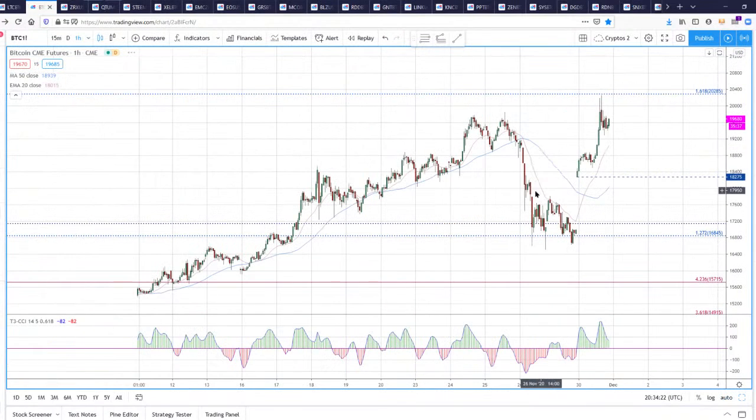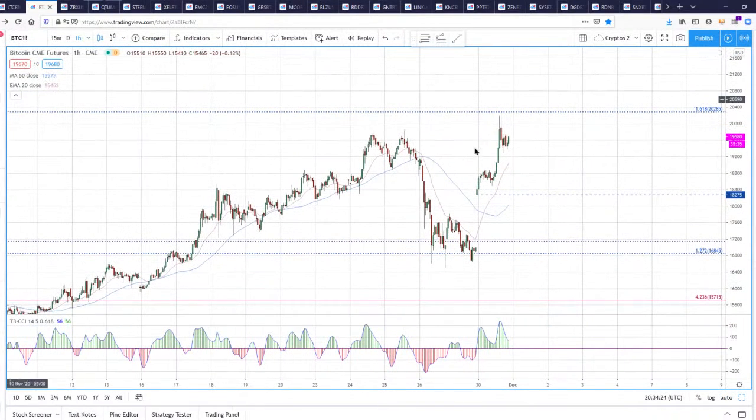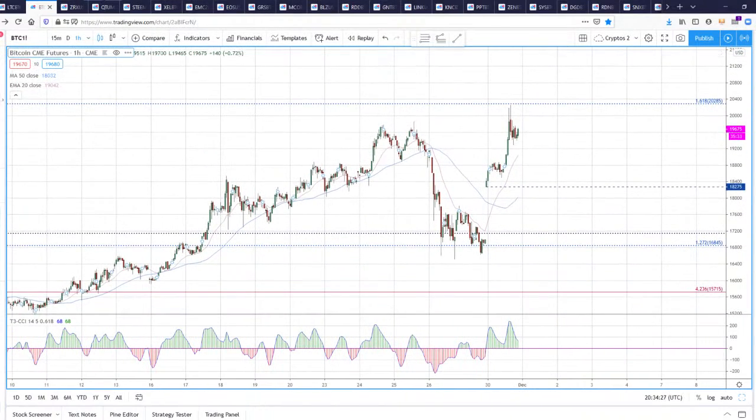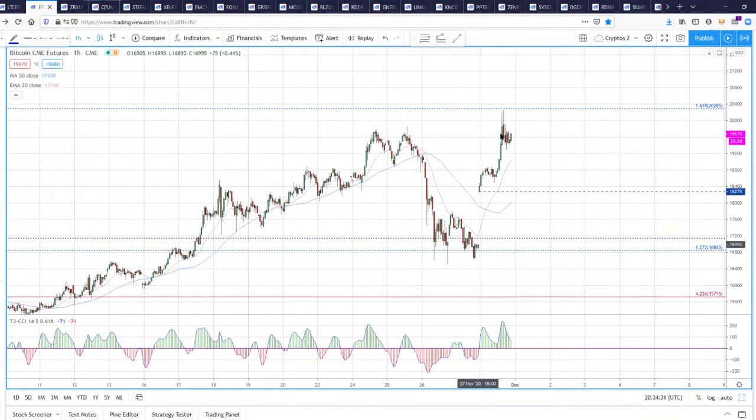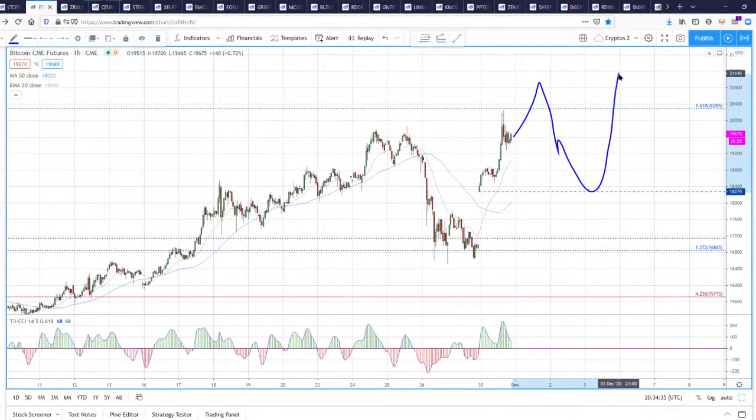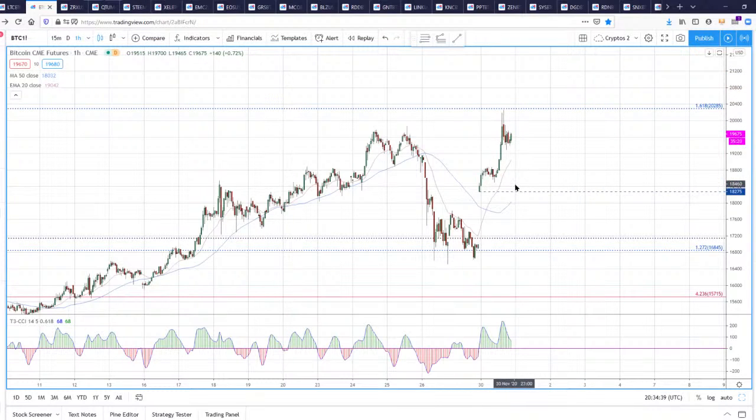So what we could see is we could go beyond this in the futures, and then when we come back, that will be where we come back to as support before we carry on. If we're going to fill this, we really need to fill it by Wednesday, I feel, and beyond that, it becomes really strong support, and we probably won't.